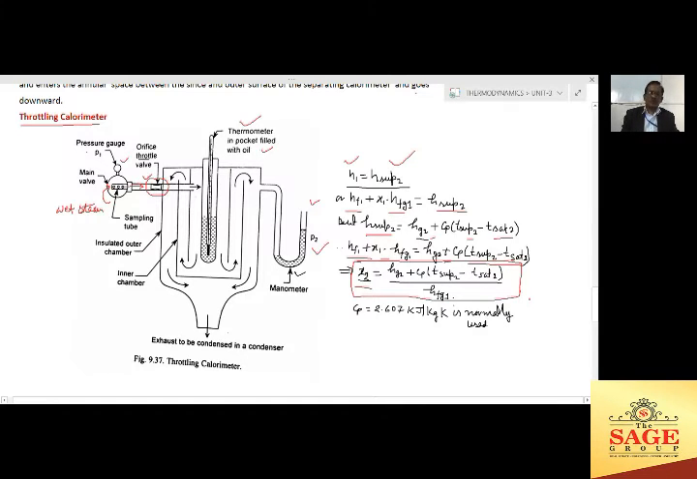So in this process, by the throttling process, we can also determine the dryness fraction of the wet steam. But in this case, it is required that the steam should be superheated, and sometimes steam is only slightly superheated. So this is also not accurate for determining the dryness fraction. We can say neither the separating calorimeter nor the throttling calorimeter is sufficient to determine the dryness fraction with full accuracy. So the method used to determine the dryness fraction accurately is to use the combined separating and throttling calorimeter.